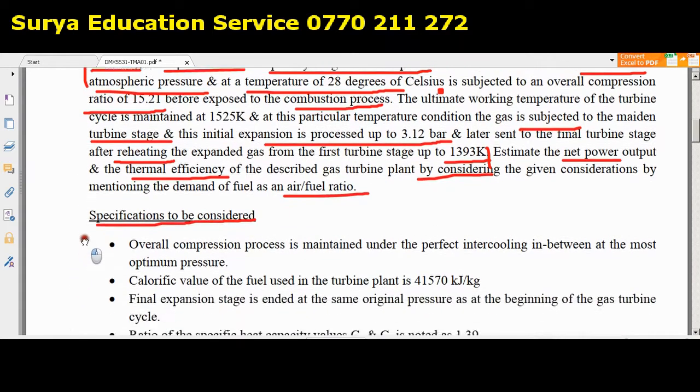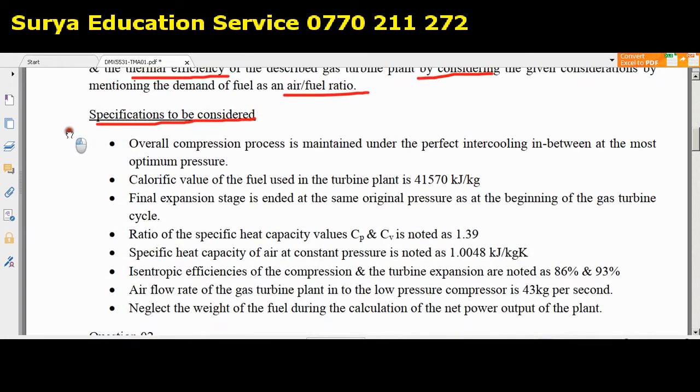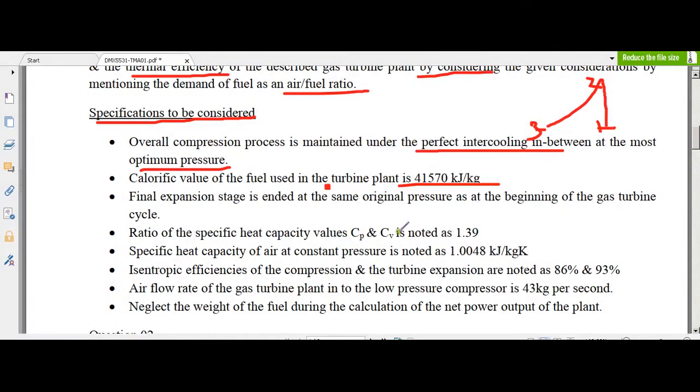Now let's focus on the specifications, because you have to consider these before solving. The overall compression process is maintained under perfect intercooling in between at optimum pressure. Let me teach you that. I told you in this problem there are two compression stages. Starting from point 1, the air is compressed till point number 2. Then it is cooled again, which is what we call intercooling. It is cooled till point 3. So according to this turbine plant we are using a fuel, right? So we need to supply fuel in order to work in the combustion chambers.